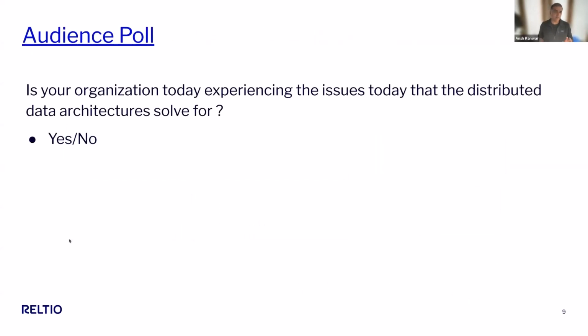Okay, so we're going to take a little bit of a pause here because I described 3 different problems. And what we would love to know is, you as practitioners, do you see this in your organization? Are you experiencing these sets of issues today, the ones that the distributed data architectures I'm going to talk about try to solve for?